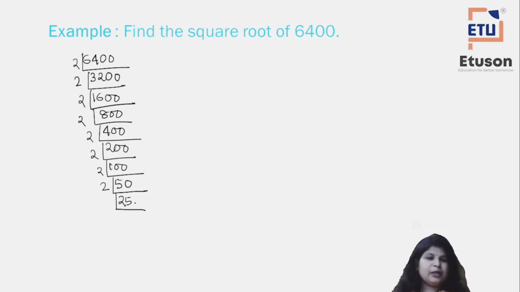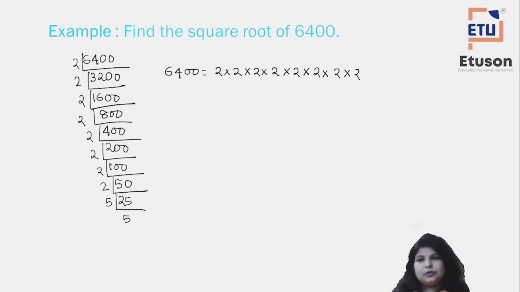Now you cannot divide by 2 or 3. So what is the next prime factor? That is 5, and you get 5. Now you just write it down in this format. 6400 is equal to 2 into 2 into 2 into 2 into 2 into 2 into 2 into 2 into 5 into 5. Now let us pair them.